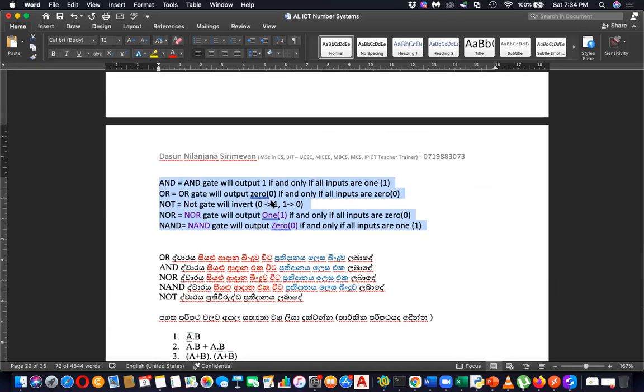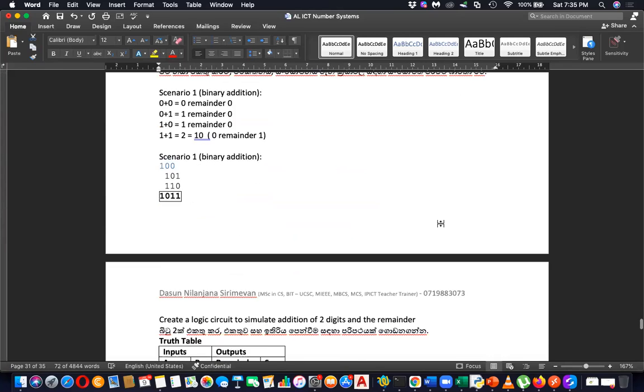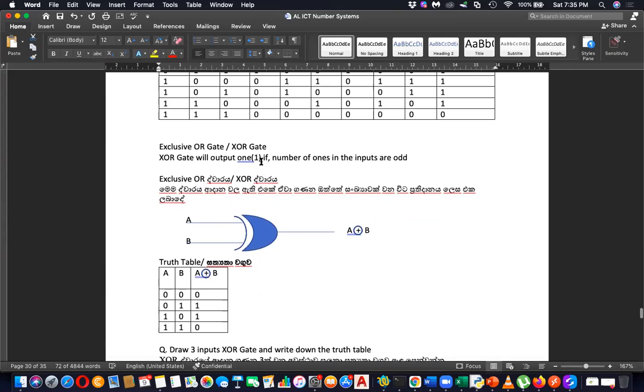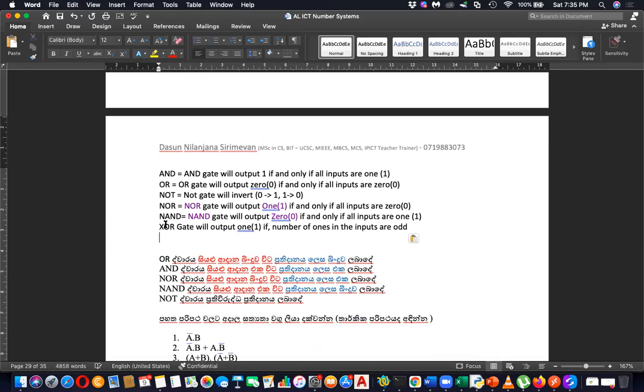So no need to learn this one. And XOR gate, actually I didn't mention. XOR gate will output 1 if the number of ones in the inputs is odd. So that is the thing that you have to remember. This one should also be added here about XOR gate. Okay, that is the summary of the lesson.